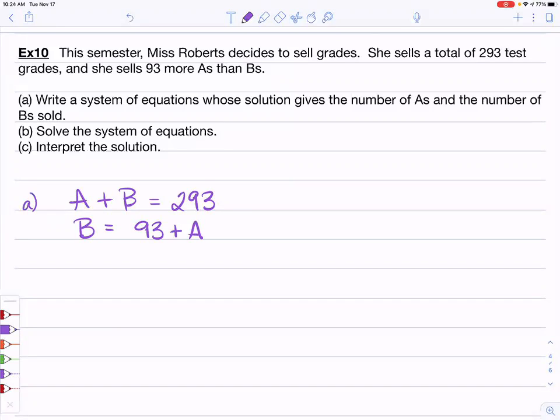Why is that not right? What am I going to have more of? If I take my number of A's and I add 93 to them to get the number of B's, I'll have more B's. But I don't want more B's. This says I sold more A's, right? So let's trade the A and the B.